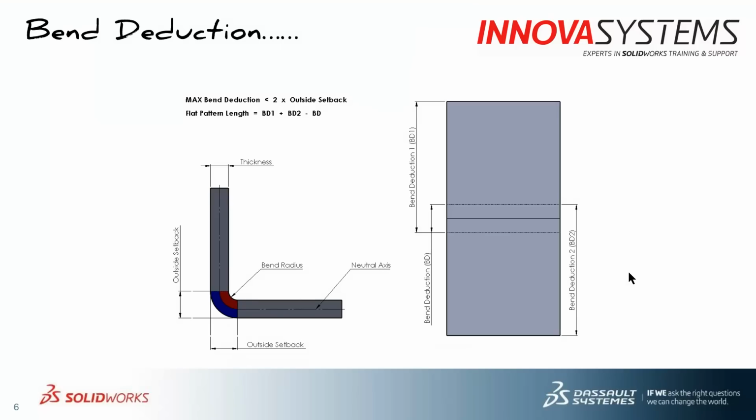Bend deduction is defined as the material that you will remove from the bend region in order to arrive at the flat pattern. The formula when working with bend deduction is that the max value can be only less than 2 times the outside setback. The outside setback's valued down here. It's from the outside of the bend to the virtual sharp. Now the flat pattern length equals the bend deduction 1 plus the bend deduction 2 minus the bend deduction value that we enter. So let's put this into practice.